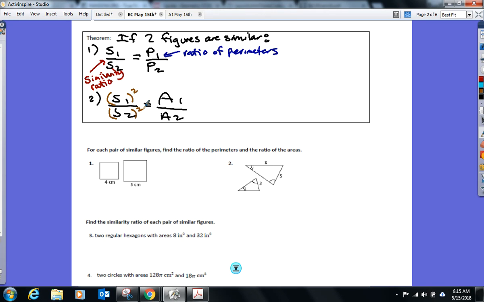Only if the figures are similar. The ratio of the perimeters and the similarity ratio will be the same. Square the similarity ratio, you'll get the ratio of the areas. All right, let's go.